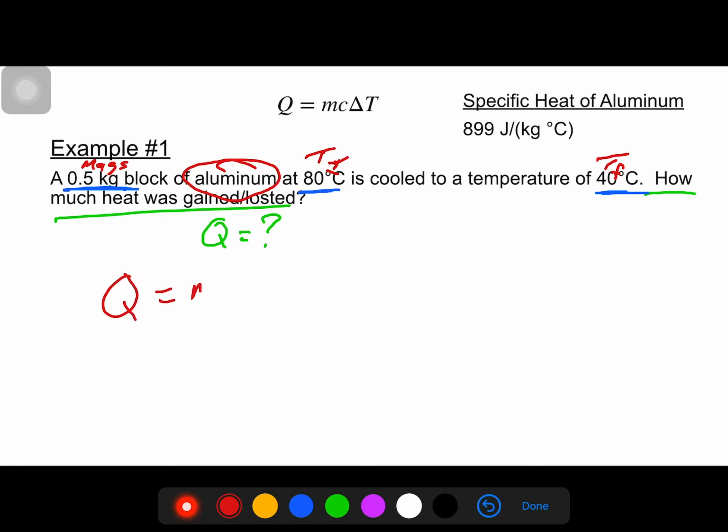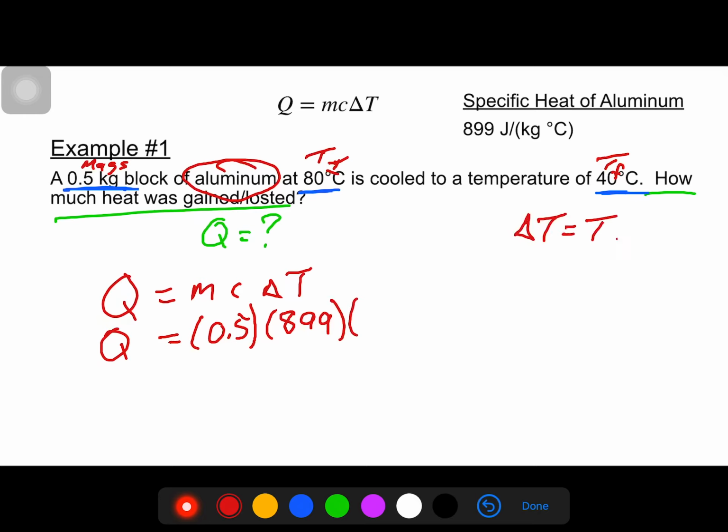So we say Q is equal to mcΔT, where Q is what we're solving for. We take the mass of our object times the specific heat of our object, and it's made of aluminum, so we've got to use the specific heat of aluminum. It's the only one I have on this page. Those numbers will always be given. So the specific heat of aluminum is 899, and that's times our change in temperature.